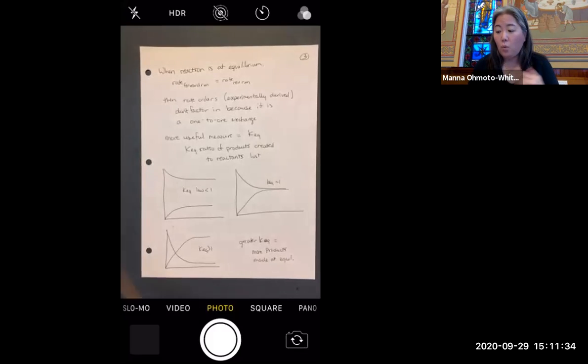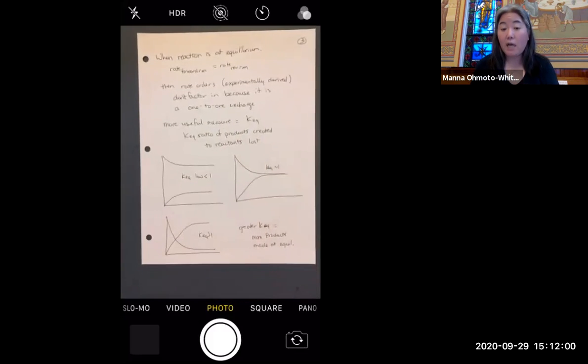So we don't use rate orders. Those don't have to be experimentally derived. We use a more useful measure, which is called the KEQ. So the KEQ is the ratio of products that are created over the ratio of reactants that are lost. Or actually, at equilibrium, the concentration of products that I have over the concentration of reactants that are there.